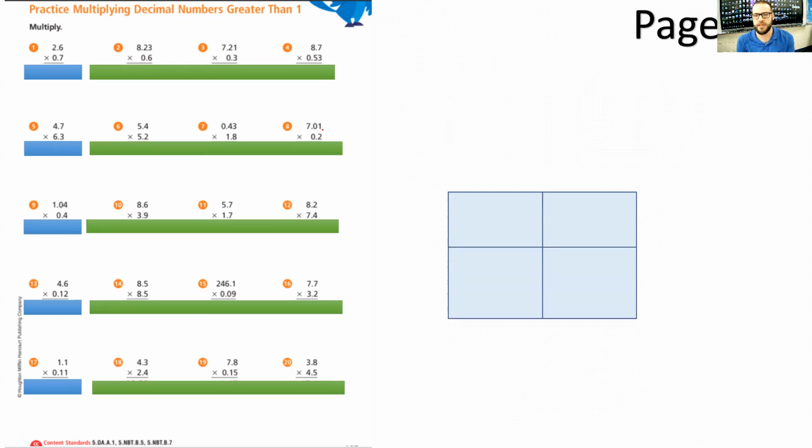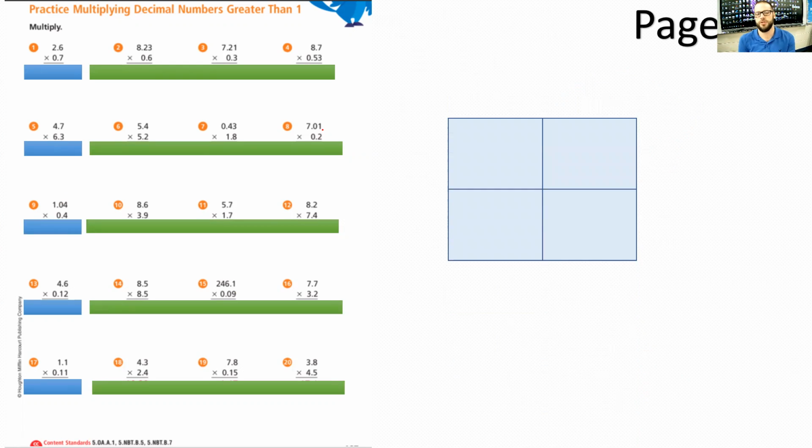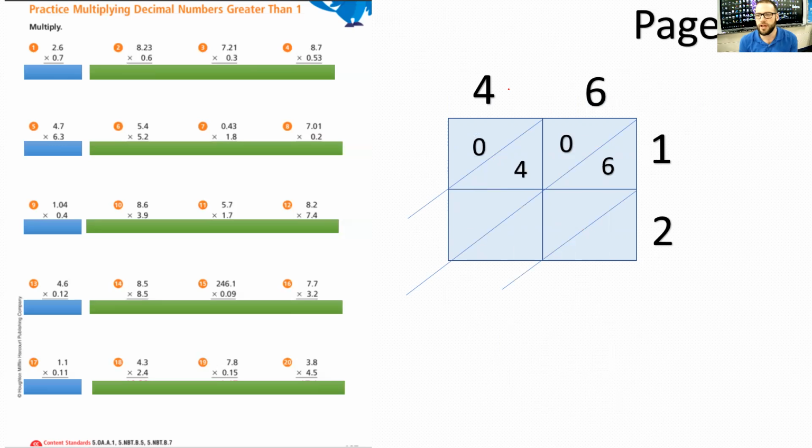Now we have 4.6 times 0.12. Ignore the decimal, so we're just going to multiply 46 by 12. And then fill in the boxes in any order. I usually end up going in the same order: 6 times 1 is 0, 6. 4 times 1 is 0, 4. 6 times 2 is 1, 2. 4 times 2 is 0, 8. But you can go in any order. It doesn't matter which order. That's what's beautiful about this method. The order doesn't matter, and it really cuts down on the mistakes that people make.